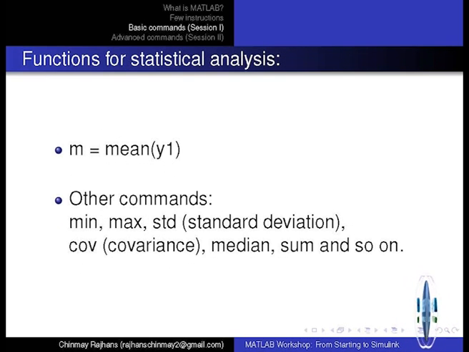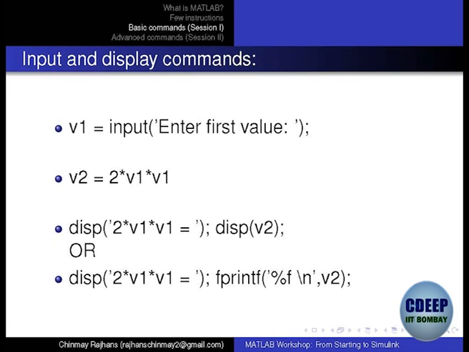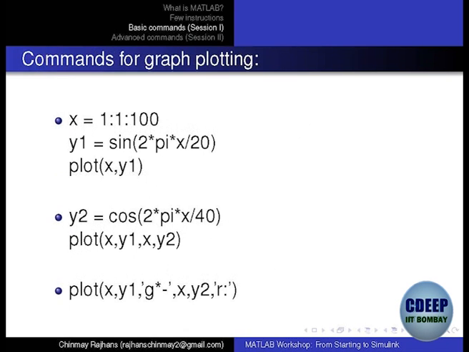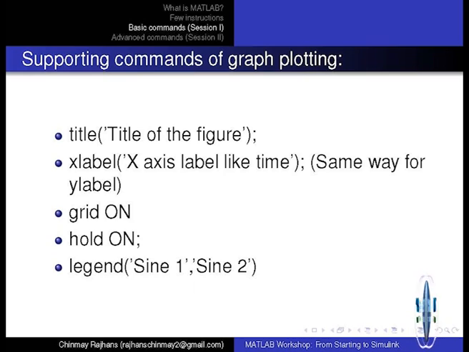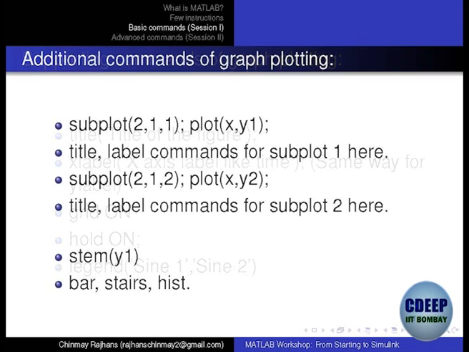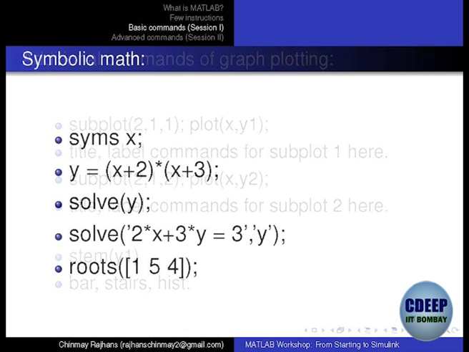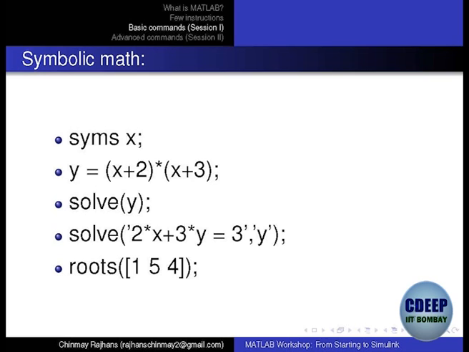Mean, standard deviation, covariance, these are commands for getting the values. Input is done for taking input from the user. Display is used for displaying the value to the user. The plot command is used for plotting curves. Title, xlabel, ylabel, grid, hold, legend, these are used for decorating the figure. Subplot is to get a grid of plots, right? You can get as big a grid of plots as you want, an array of plots.